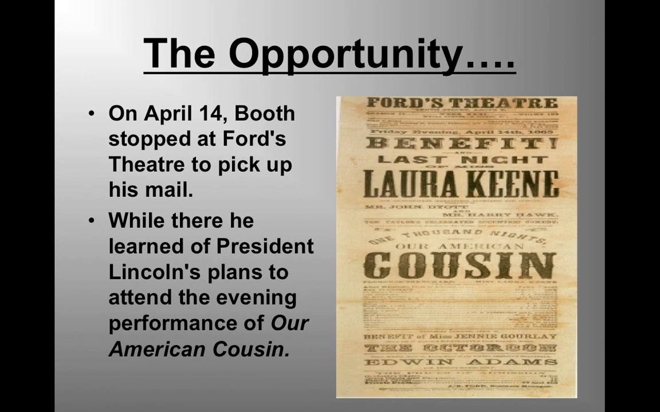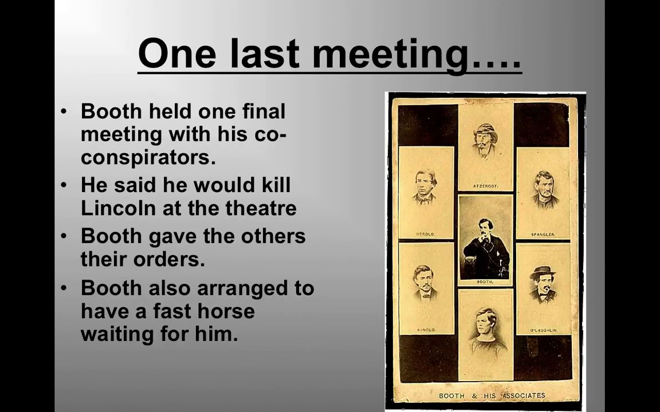So John Wilkes Booth now realizes Abraham Lincoln, this man that I despise, is now going to be at the place that I work, in the place that I have pretty good access to. So this kind of becomes Booth's opportunity to kill Lincoln.